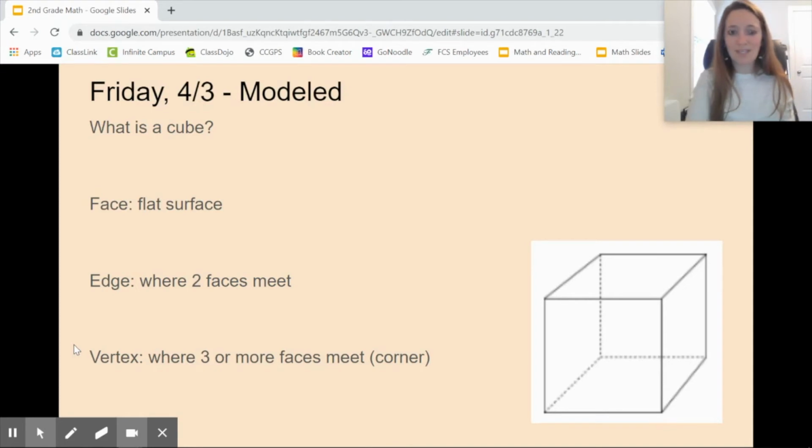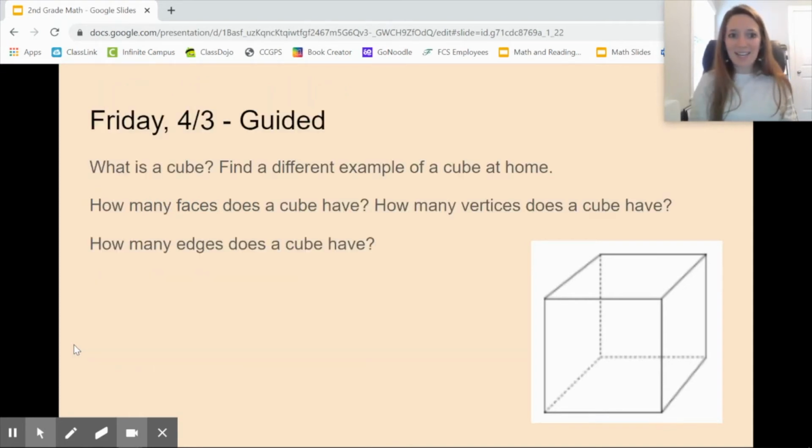Awesome. Time for guided. What is a cube? Find a different example of a cube at home. How many faces does a cube have? How many vertices does a cube have? And how many edges does a cube have? Remember, a face is a flat surface. An edge is where two faces meet. And then a vertex is where three or more faces meet. So think, how many does a cube have of each of those?